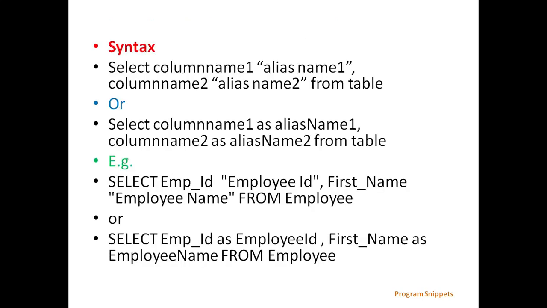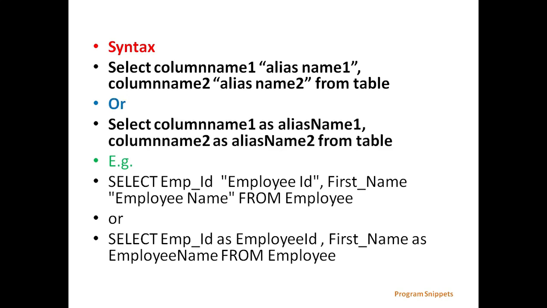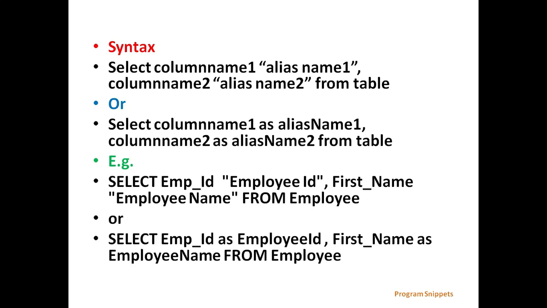General syntax is select column name with alias name from table. If you want to give a space within the alias name, use double quotes to give the alias name. Or you can use select column name1 as alias name1, column name2 as alias name2 from table. For example, select EMP-ID with alias name employee ID, first name with employee name from employee. Or you can use select EMP-ID as employee ID, first name as employee name from employee.